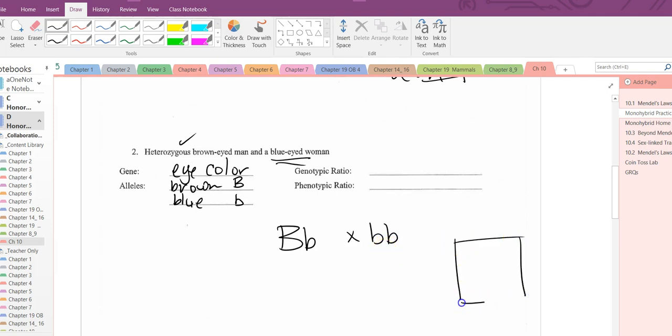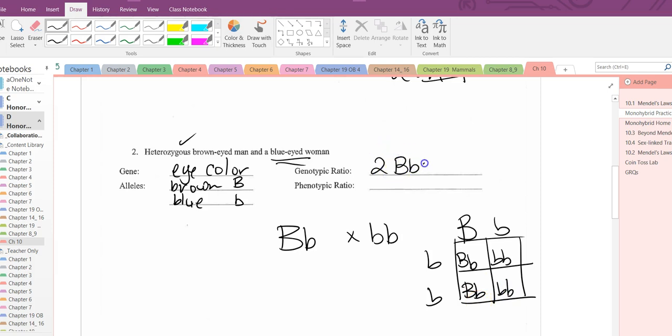So draw your punnet. Fill it in. Your genotypic ratio is going to be 2 heterozygotes, 2 homozygous recessive, and phenotypically that's 2 brown eyes to 2 blue eyes. So cool, if you're a geneticist, you could tell them you have a 50-50 shot at blue and brown eyes with your babies.